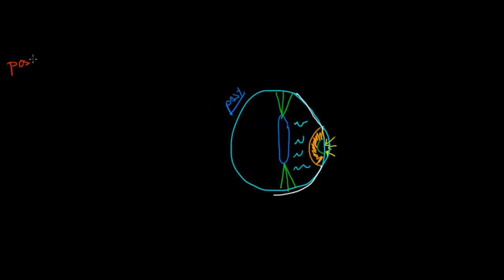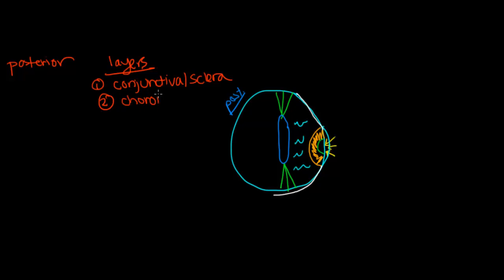So back here, we're going to talk about your posterior chamber. Now remember that the eye has 3 layers. There's your outermost layer, which is the conjunctiva and sclera, which essentially provide protection for the eye. Then your second layer, you have a choroid. The choroid is a vascular layer inside the eye.